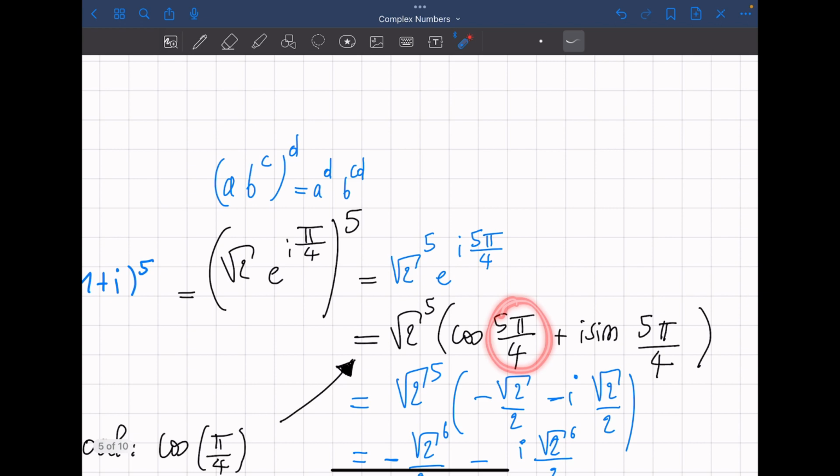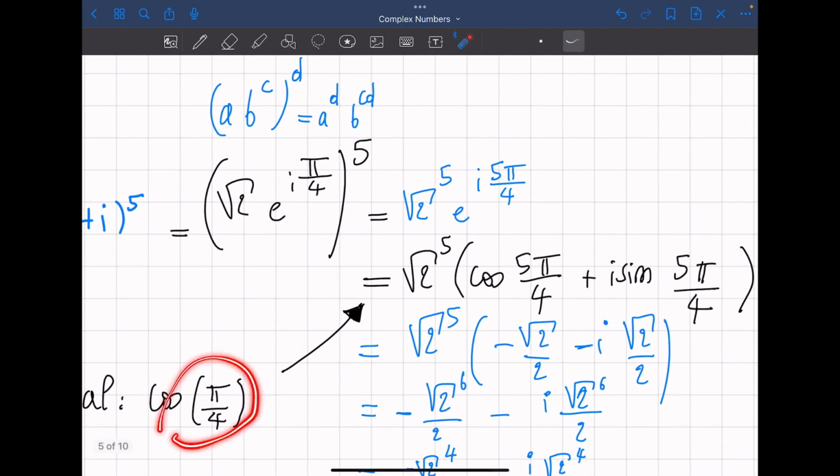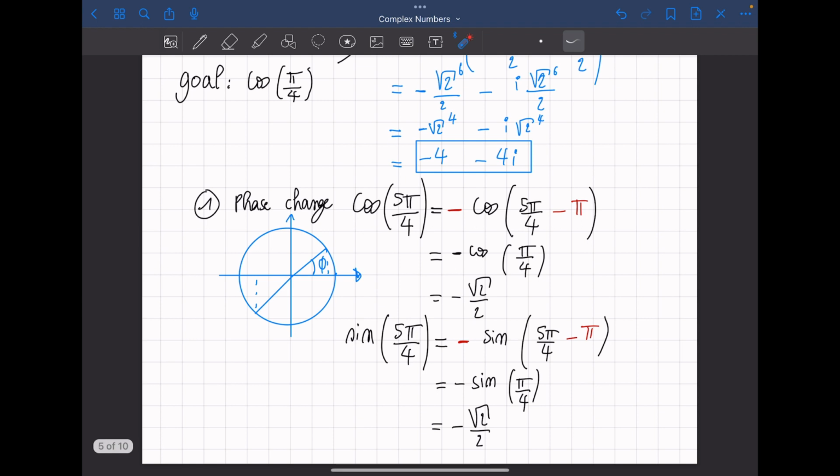5 pi divided by 4. I don't know by heart what this thing is, but I know cosinus of pi divided by 4. I'm going to do a phase change. So the cosinus of the angle is minus the cosinus of this angle minus pi. So why is that so? Let's look at this, the cosinus of this angle. If you do plus pi or minus pi, you will get to this angle. You see that the cosinus of this angle, which is here, is minus the cosinus of this angle.